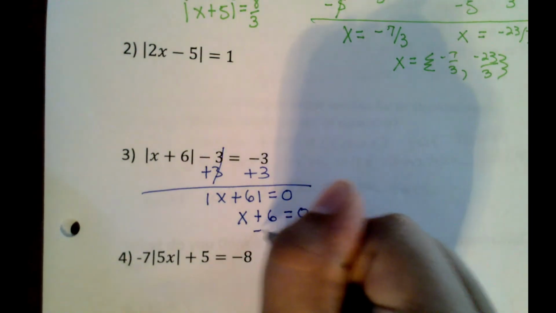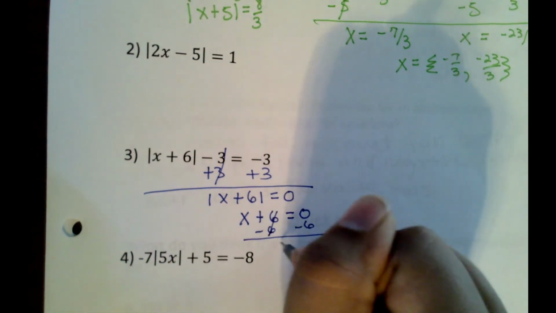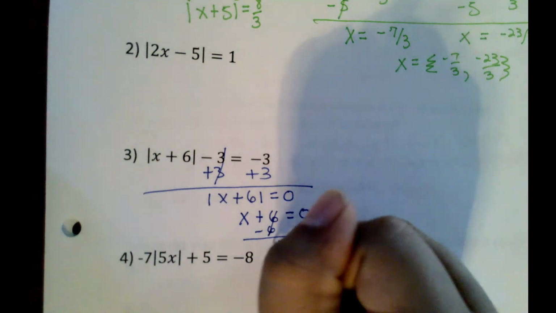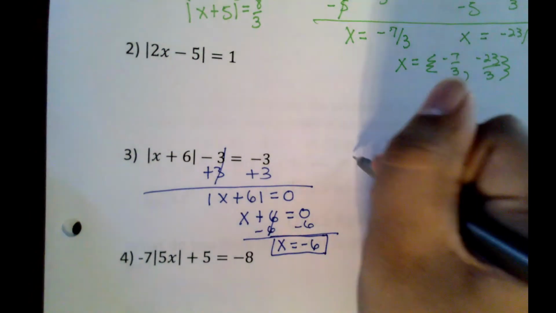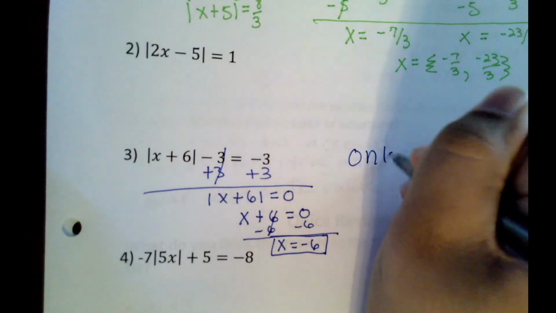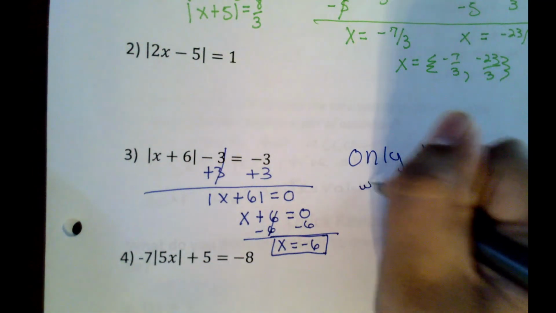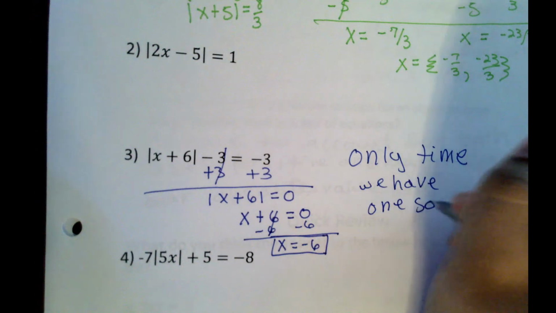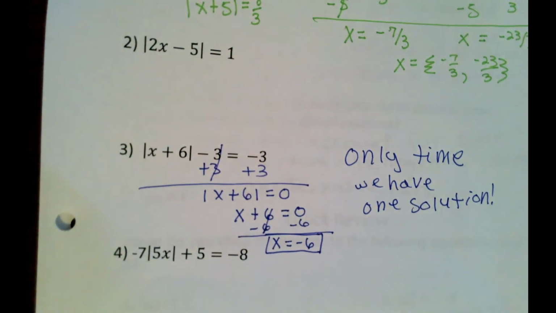So in this case, we go ahead and we subtract our 6. And we get x is equal to negative 6. This will be the only time we have one solution. So the only time we have one solution is when we have 0 as the thing on the other side. Okay?